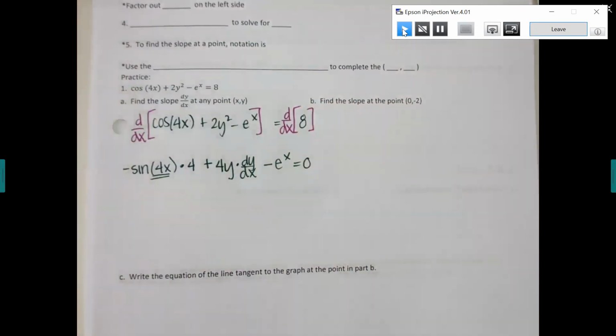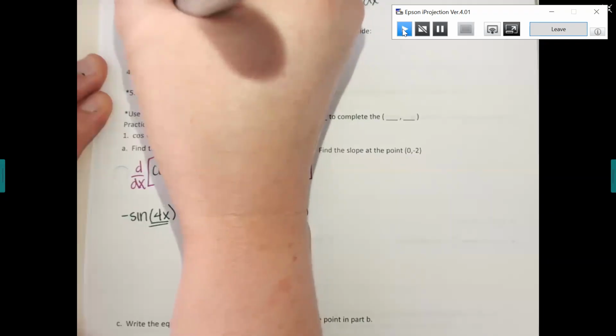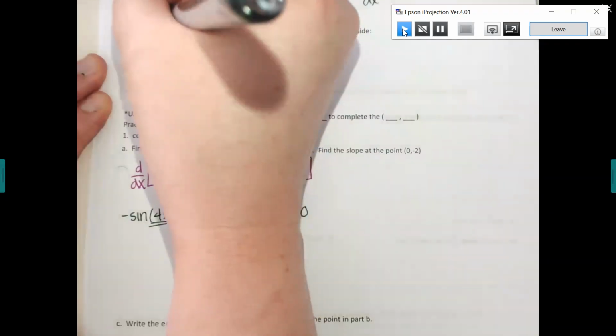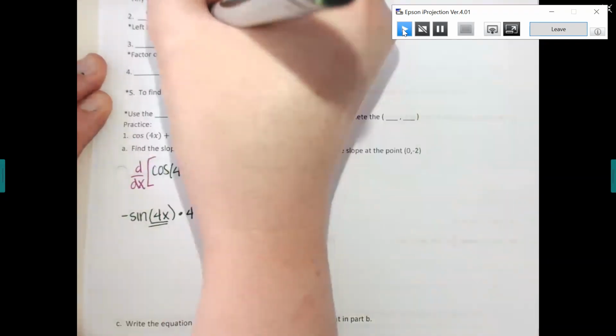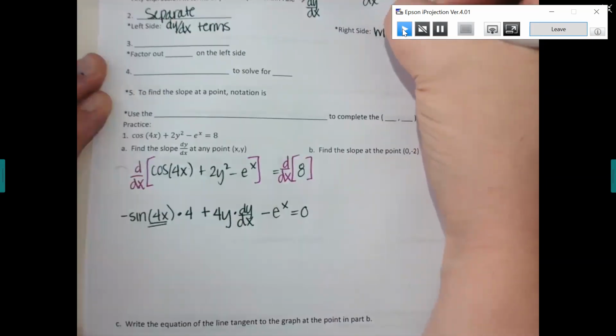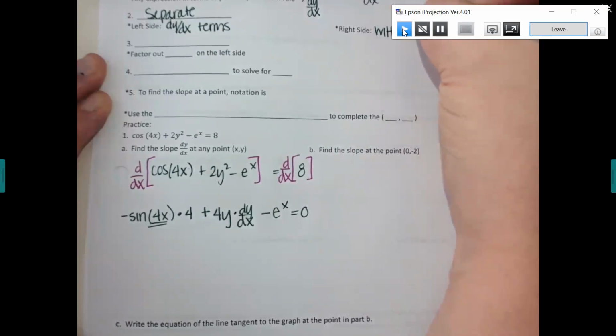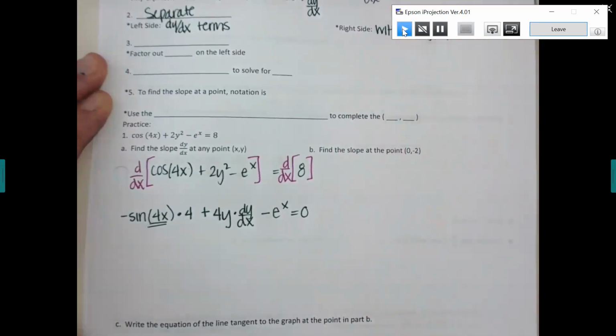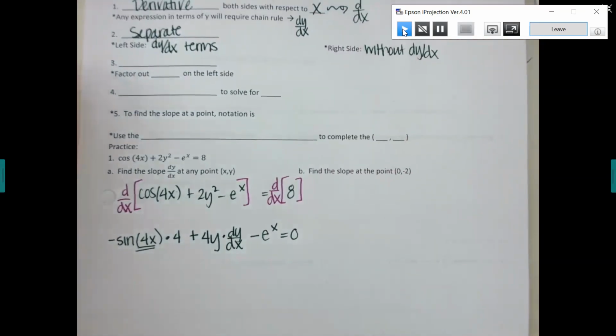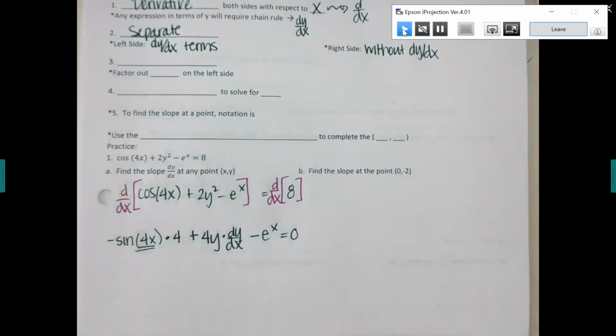0. Okay, step number 2, go back up to the top. You are going to separate any terms that have a dy dx. They are going to stay on the left. Any terms without a dy dx are going to go to the right. So anything with a dy dx is going to stay on the left. Anything that does not have one is going to go to the right.